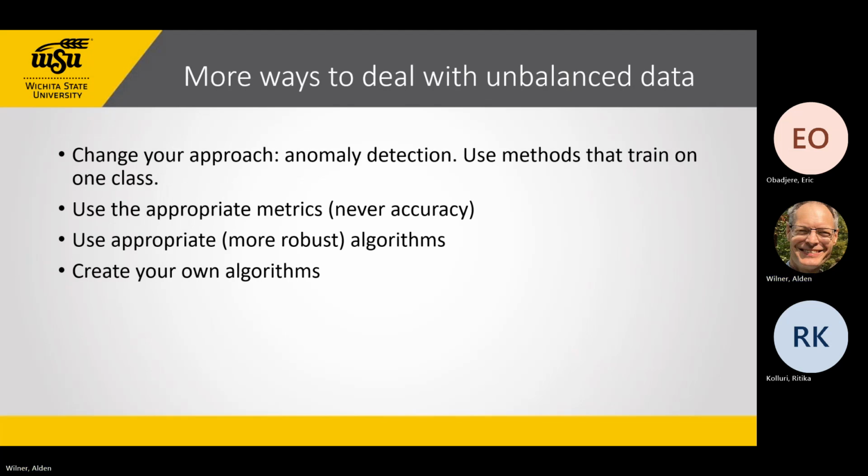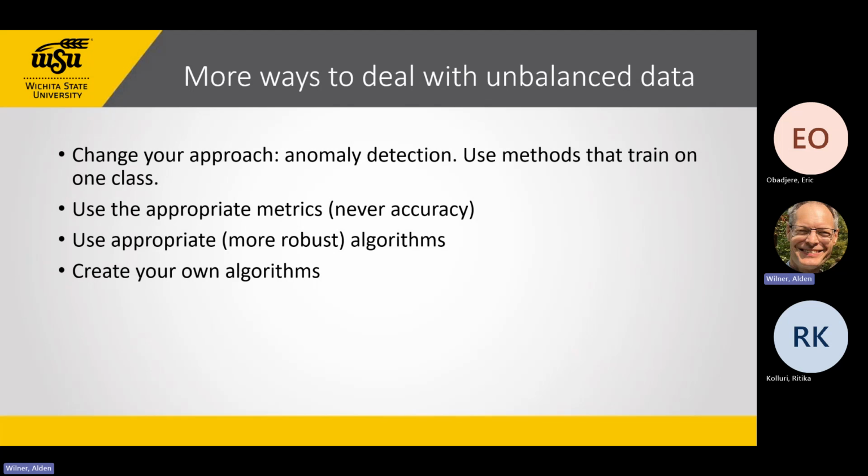And this can be more useful. We can change our approach. We can say, instead of using Tomek or instead of using SMOTE, we're going to go out there and start doing anomaly detection, right? So we use techniques that only train on a single class. Say, is it a member or not, right?